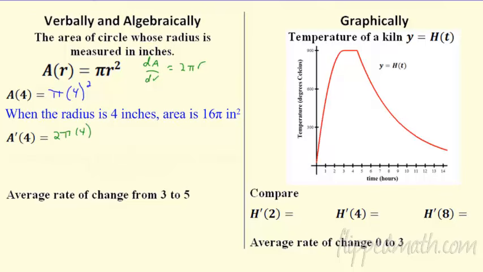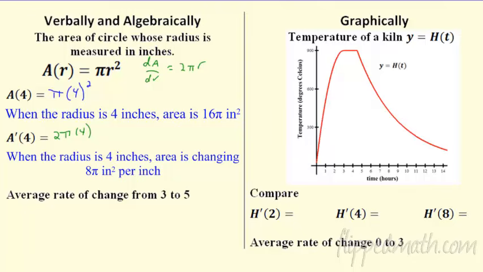So the radius is still 4. What does that mean though? We're going to be a lot into what does it mean in labeling. It means when the radius is 4 inches, the area at that moment in time is changing 8 pi inches squared per inch. That is so weird, but that is describing how it is changing. So we're looking at the rate of change. The radius is causing the area to change. So it's slightly different. That's the derivative at that moment.